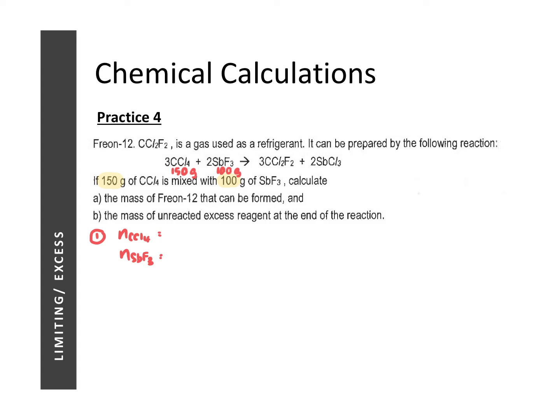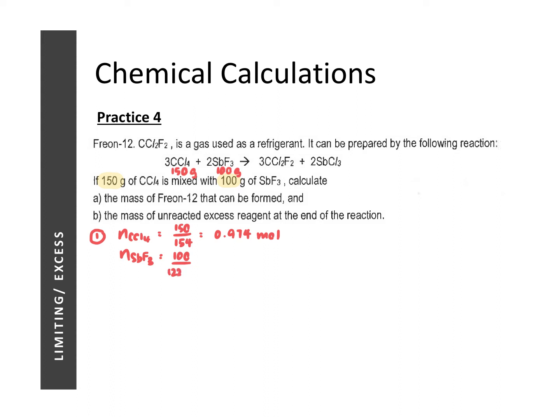Sb is antimony, it is a group 5 element. Over here, the mass of CCl4 is 150, and the molar mass of CCl4 is actually 154. You can do a calculation that will give us 0.974 moles. And then the number of moles of antimony trifluoride would be the mass divided by the molar mass.